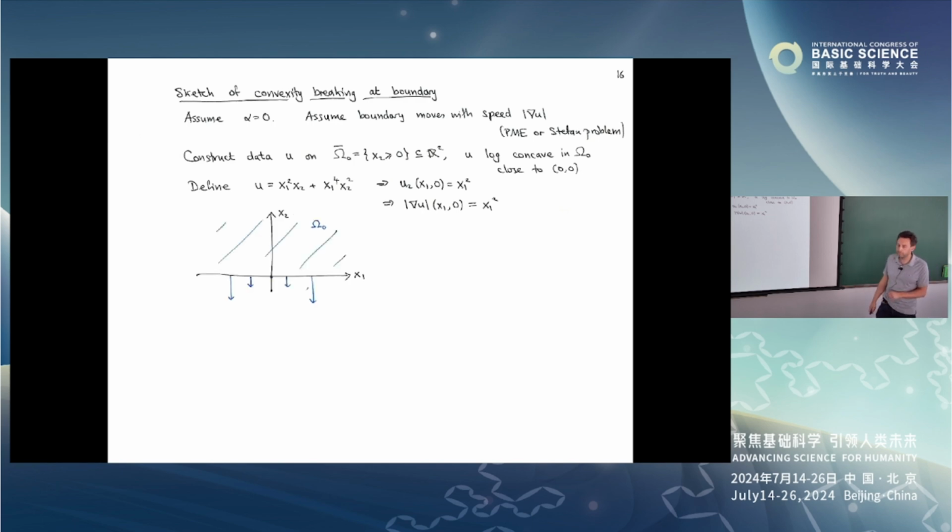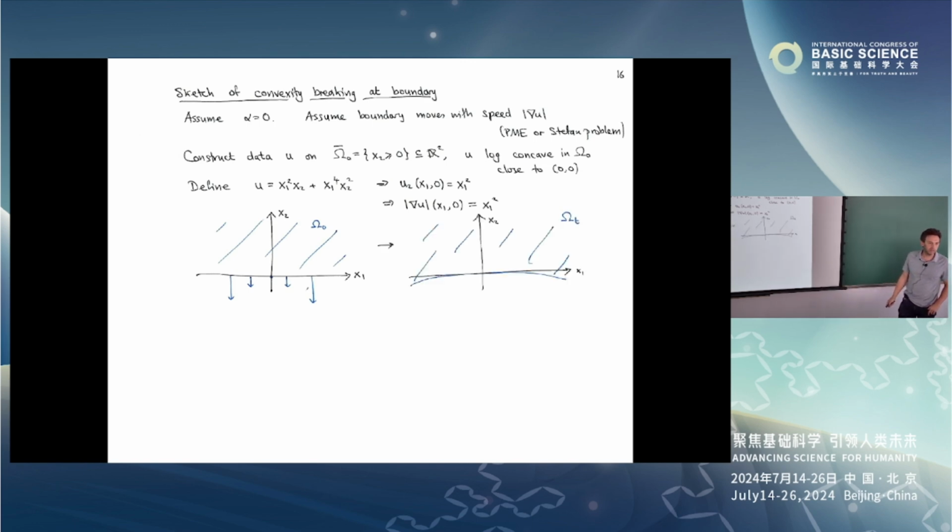So here's my picture. I have this omega naught, it's just the upper half plane, and I've written down a very simple function u, and it has the property that the gradient of u is x1 squared, but we know that the boundary is moving with speed the gradient of u, so it looks like x1 squared. So it's not moving at the origin, it's moving more on the left and the right. And so what's going to happen? Well, it's going to stop being convex. It's going to break that convexity.